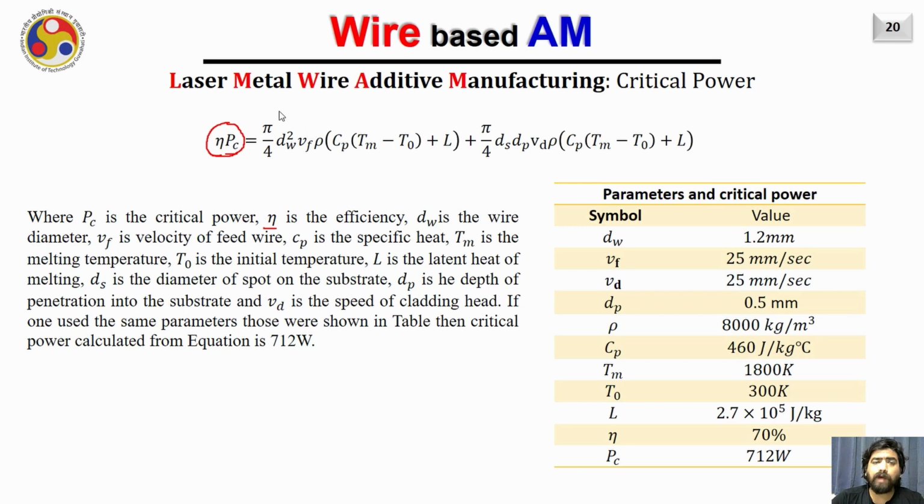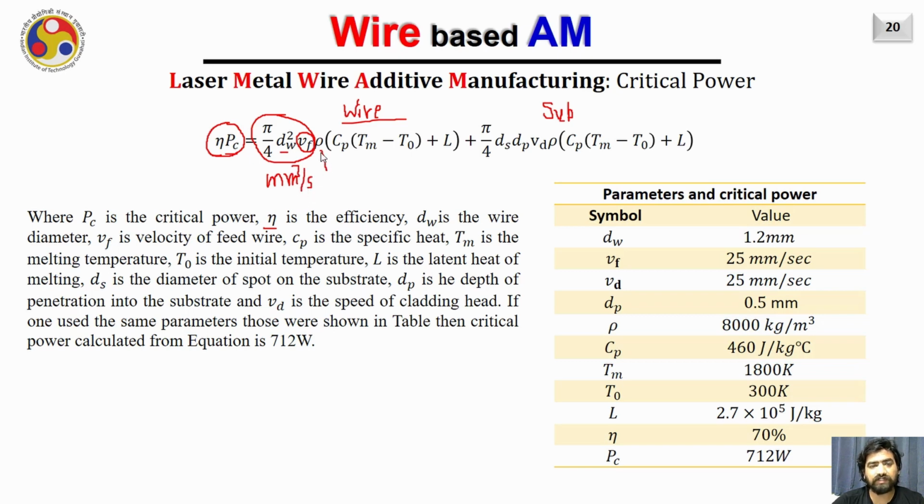Then there will be power consumed first by the wire which is getting melted, right? And there will be power consumed by the substrate as well. So in the case of wire, definitely it will include the wire feed rate. Therefore, if the wire feed rate is defined as Vf here and the diameter of the wire is dW, then this is the volume feed rate of the wire towards the melt pool.